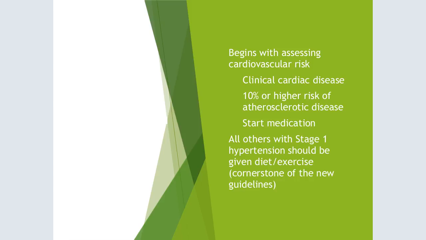That's the whole thing. Try to get them started on a healthy diet and exercise program, which is what Rebecca said. She said lifestyle modifications would probably be better. If the risk for heart disease is more than 10% in the next 5 to 10 years, then you want to start them on the medication. Otherwise, stage 1 hypertension should be given diet and exercise, which is the cornerstone of the new guideline.